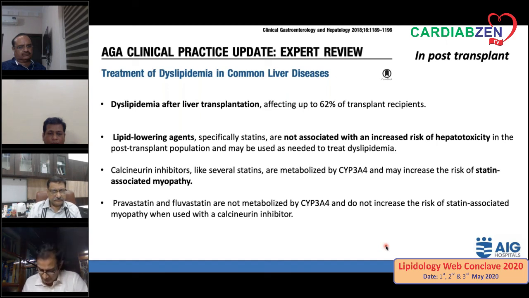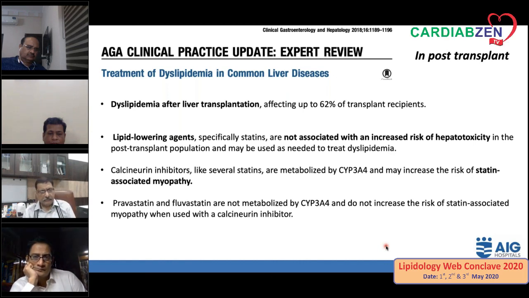Finally, dyslipidemia can occur even after liver transplant, which we call post-transplant metabolic syndrome, because the patient starts feeling well, they start eating, they don't exercise. And even in this category of patients, we can safely use the lipid-lowering drugs, but we may keep in mind that with calcineurin inhibitors, there may be a risk of more statin-induced myopathy in this category of patients, which is definitely not seen with pravastatin and fluvastatin because they're metabolized through a different pathway.